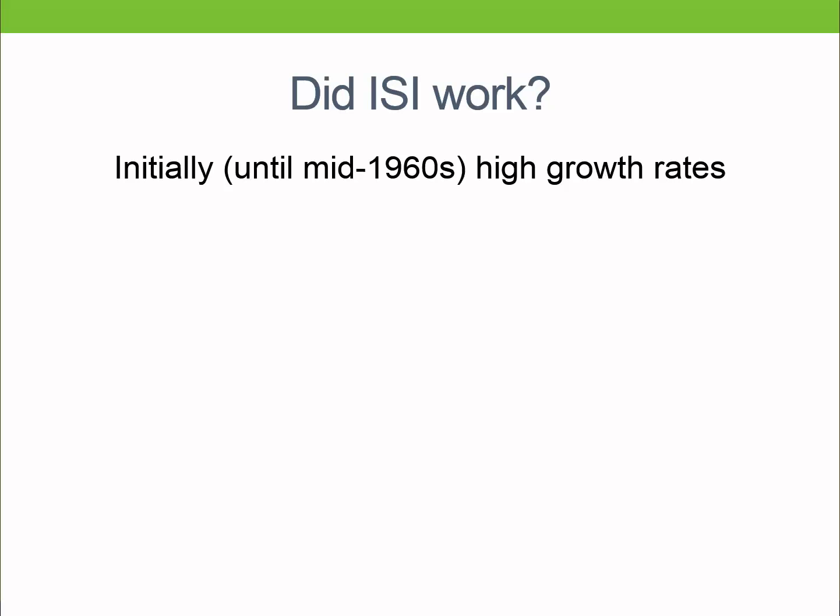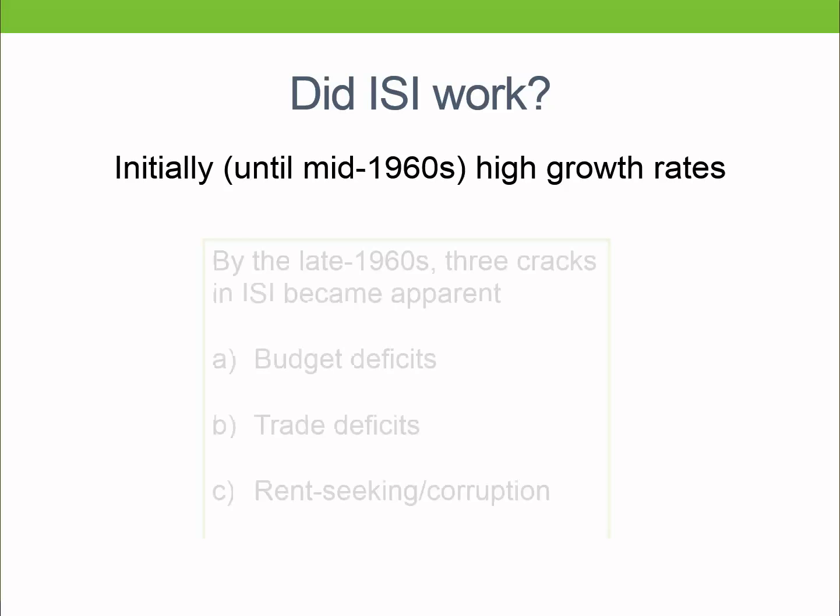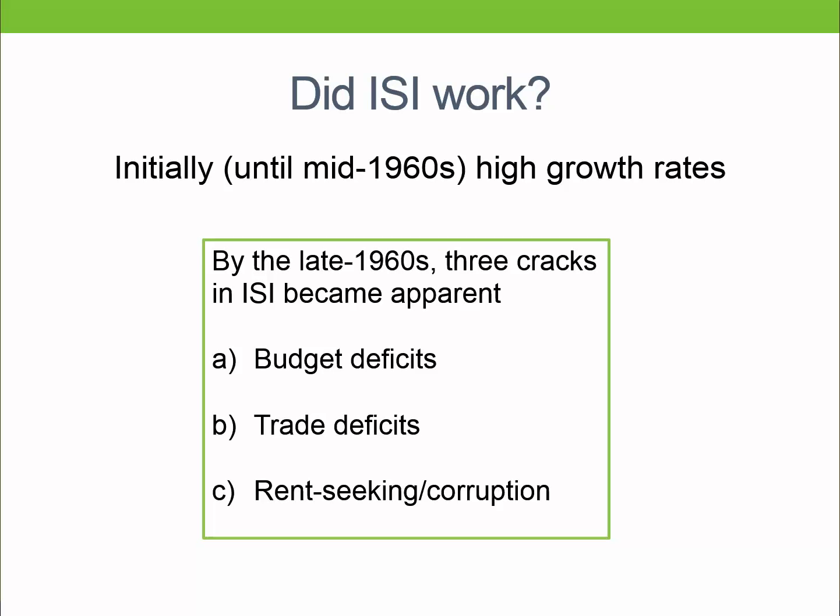Initially, ISI produced high growth rates until the mid-60s, but by the late 60s and especially through the 70s and 80s, three cracks became apparent. Governments were running large budget deficits, largely because they were funneling all this money and cheap credit to these industries that never actually became competitive.